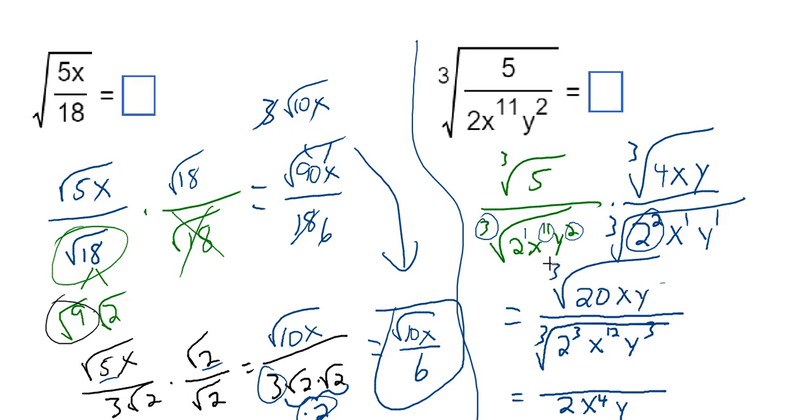And this doesn't simplify, right? For cube roots, we want 8, 27, 64, or 125. You can't get any of those numbers out of 20. And the x and the y don't have enough powers to simplify with the cube root. So we're just going to copy it down. So we'll get the cube root of 20xy here. All right, and so that's how that simplifies. That's how we rationalize the denominator in that case.